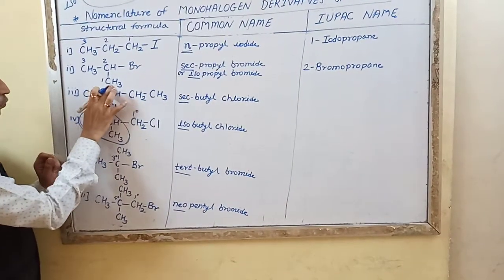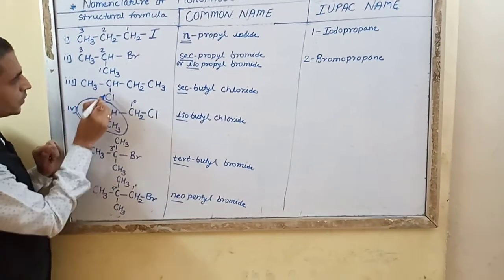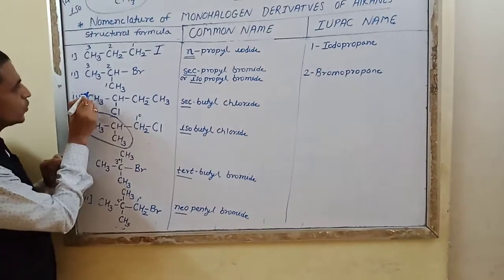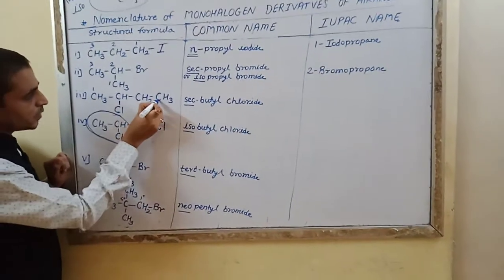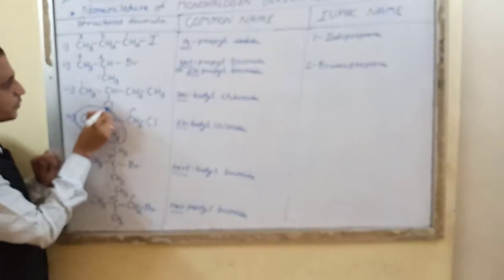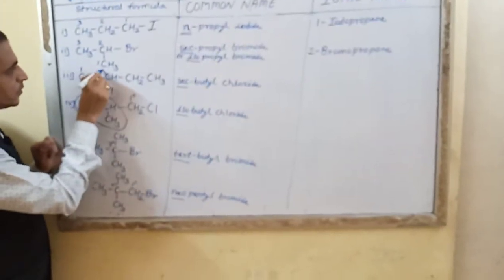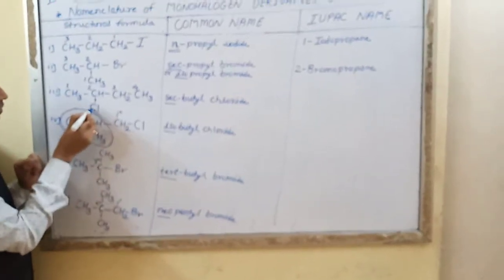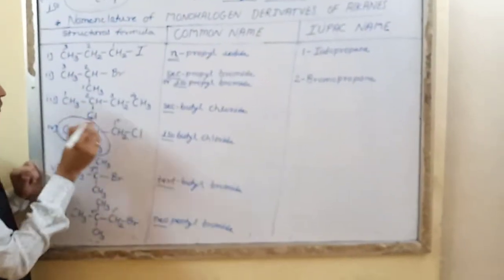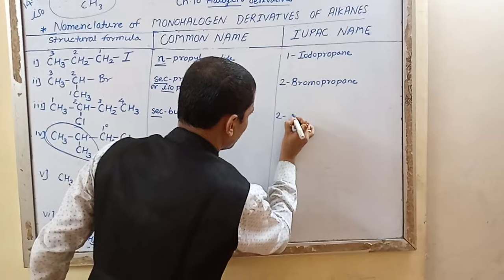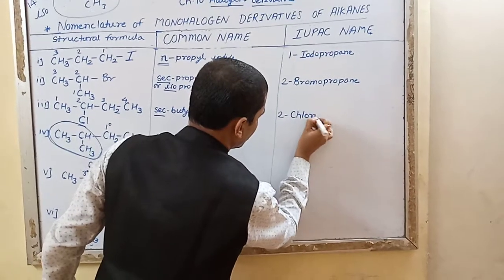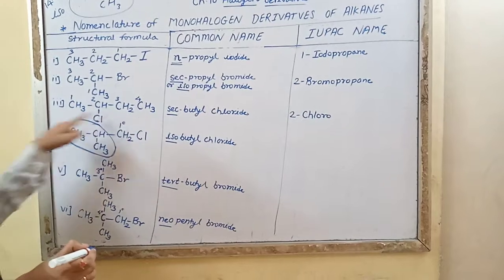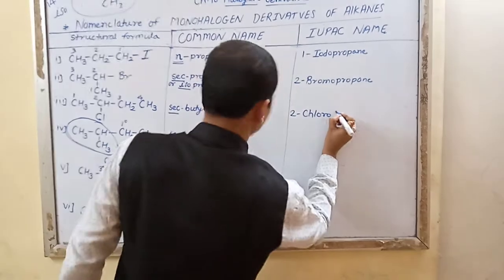Now come to the next structure. Again here count. See, this chlorine atom is near to this carbon atom, so give number 1 to this. Because this carbon atom is very far away from the chlorine atom, count 1, 2, 3, 4. You understood that the chlorine atom is attached to the second carbon atom, so its name is 2-chloro. The total number of carbon atoms in the longest chain is 4. So the parent alkane is butane: 2-chlorobutane.